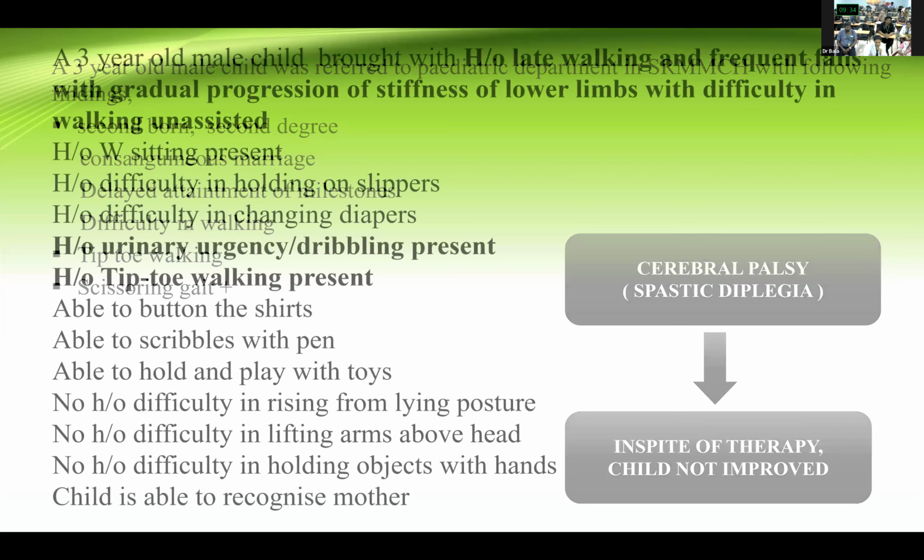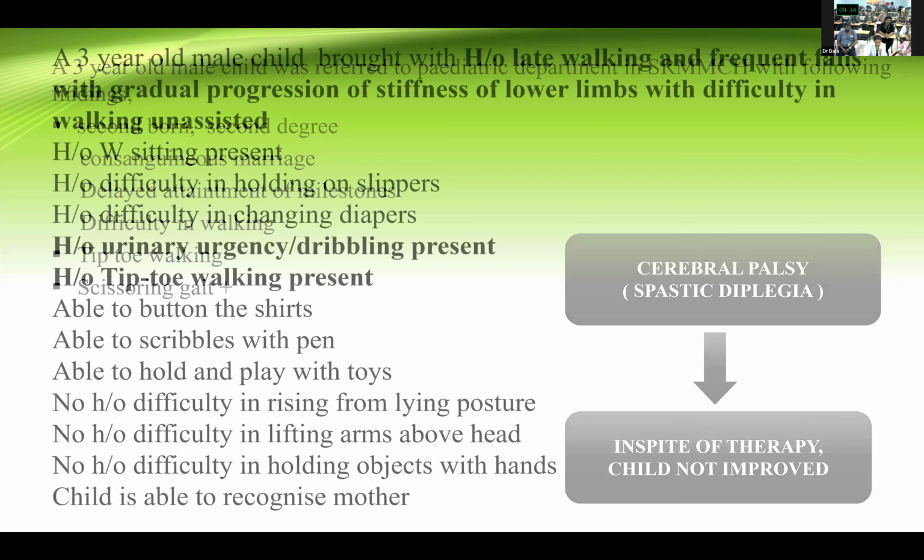Child was able to recognize his mother, and child was interested in surroundings. No difficulty in chewing or deviation of angle of mouth. Child was able to appreciate touch, cold and pain. No history of any seizures, headache, vomiting, and no regression of previously attained milestones was present. So predominantly there was involvement of lower limb compared to the upper limb, and there was no history suggestive of cranial nerve involvement or sensory involvement.